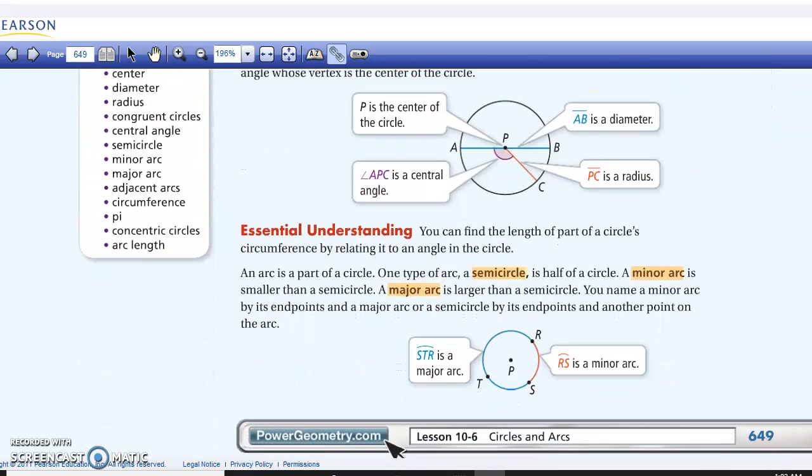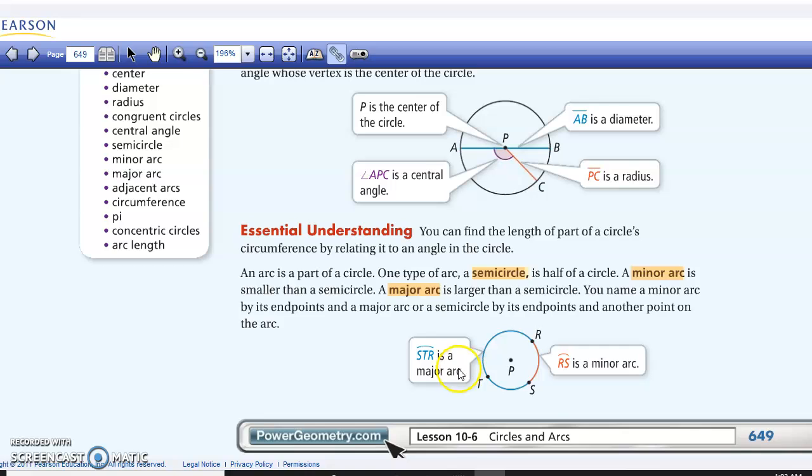Now here we have another topic, semicircles. A semicircle is half of a circle. Remember the degrees of the whole circle is 360. That means the semicircle is 180. It's only half. And a minor arc is smaller than a semicircle. That means it can be 179.99, but the measure is less than 180. But a major arc is larger than a semicircle. That means it's between 180 and 360.